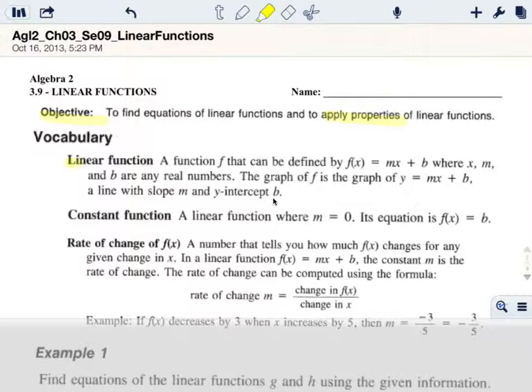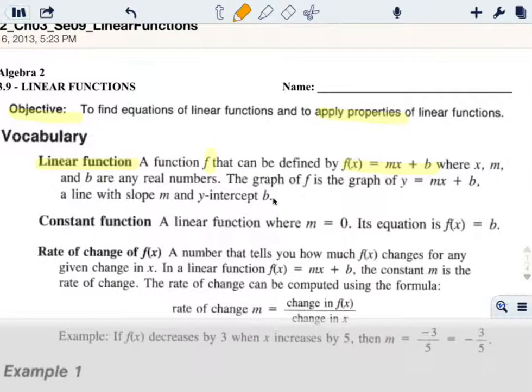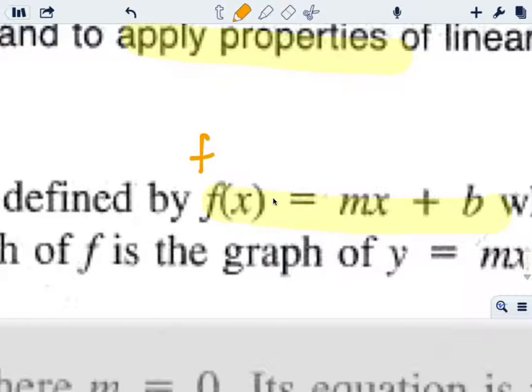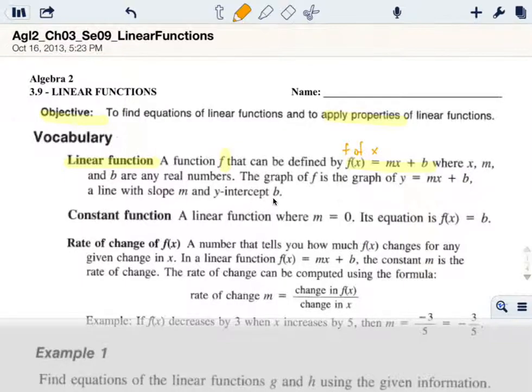So what is a linear function? It's any function f that can be defined as f of x equals mx plus b. Remember that we read this as f of x. All right, so remember m and b are the slope. It's the exact same as y equals mx plus b.